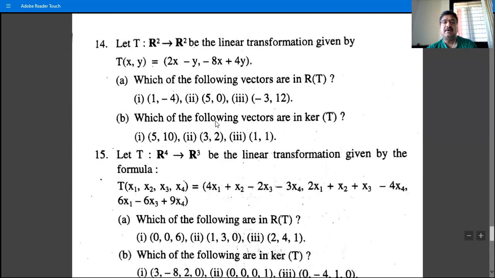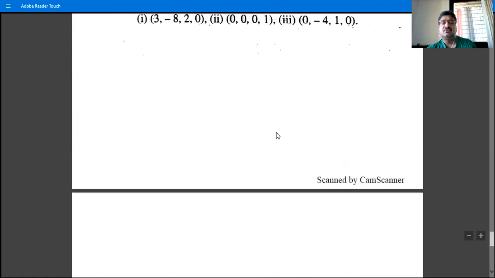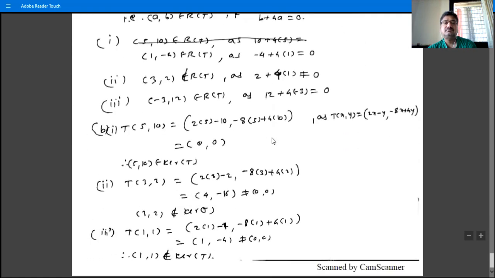Similarly, the next example: which of the following vectors are in the kernel of T? So find T(5, 10). By using this formula, 2x minus y, that is 2 into 5 minus 10, and −8x plus 4y, substitute x and y as 5 and 10, we have this, and it is equal to (0, 0). And so (5, 10) belongs to the kernel of T because its image is 0.